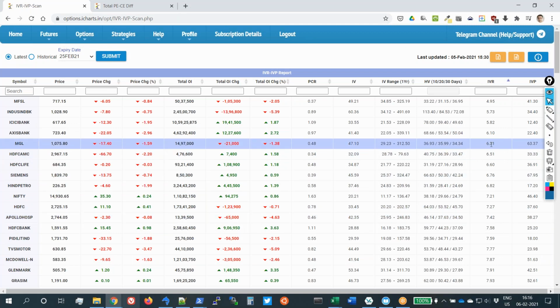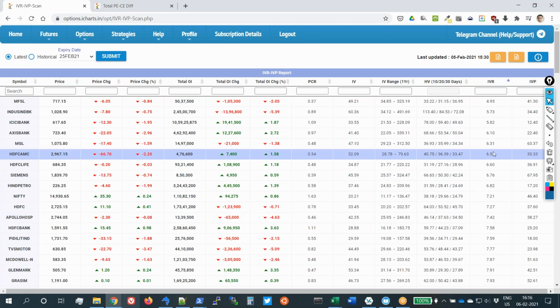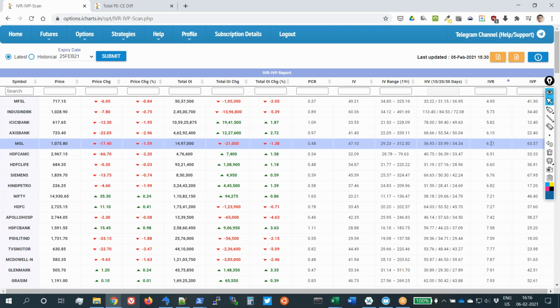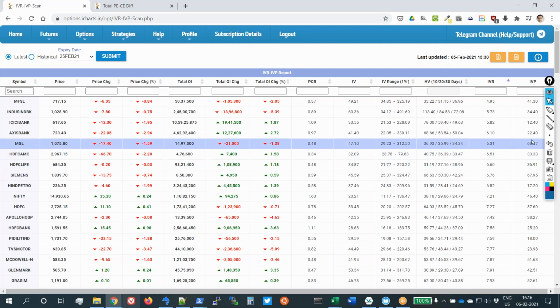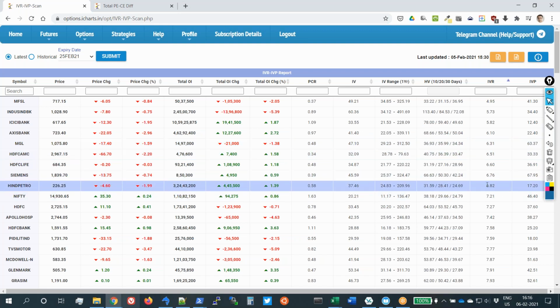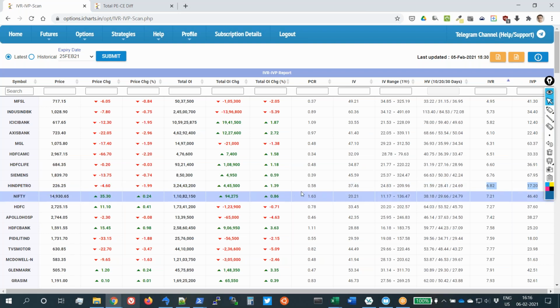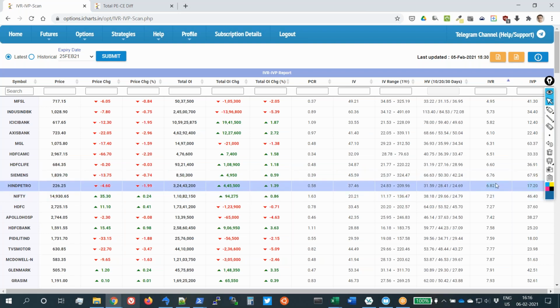If IVR is very low, so IV is on the lower side compared to historical volatility, but IVP is on the higher side, you would ignore this. Something like this would be better, where both IVR and IVP are low. So this indicates that the IV is currently on the lower side, so option buying trades or debit side trades are more preferred.